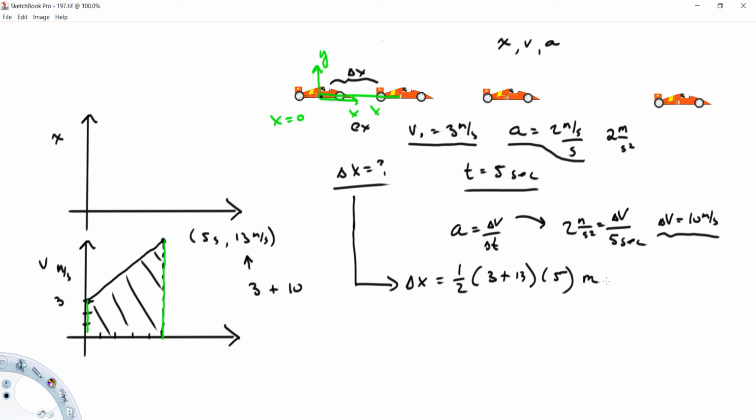I'm going to go ahead and just grab a calculator and run that. What do we got here? Oh, I can do that without a calculator. Let's see, 16 divided by 2 is 8 times 5. This is 40 meters. So this car will have displaced by an amount of 40 meters. Now, we can kind of sketch this graph. Now that we have a coordinate system, by the way, this first point is here.